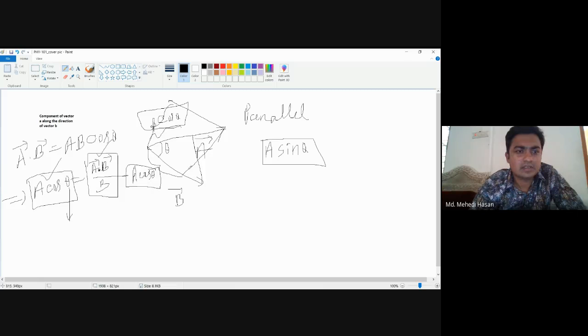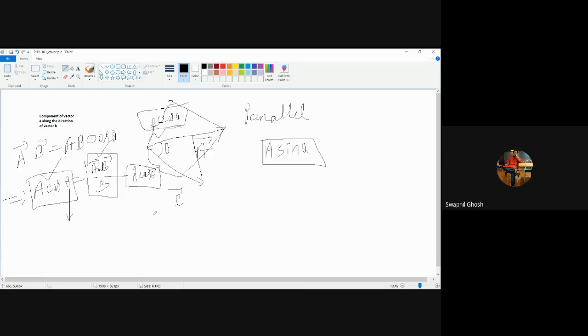Any question regarding this component of any vector to another vector? Sir, can you explain the parallel component again?